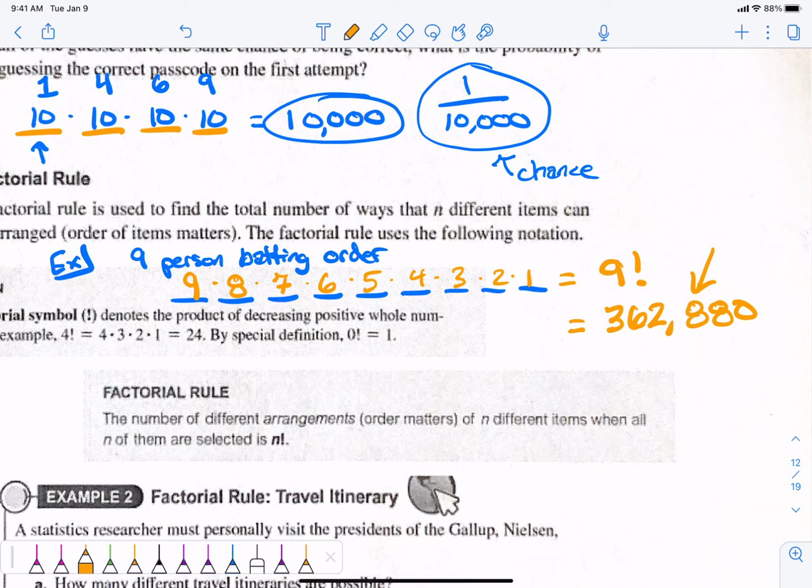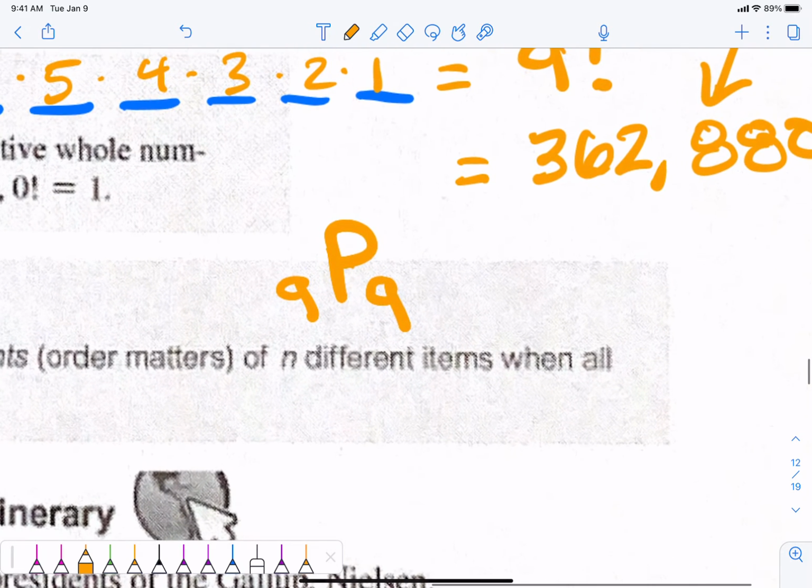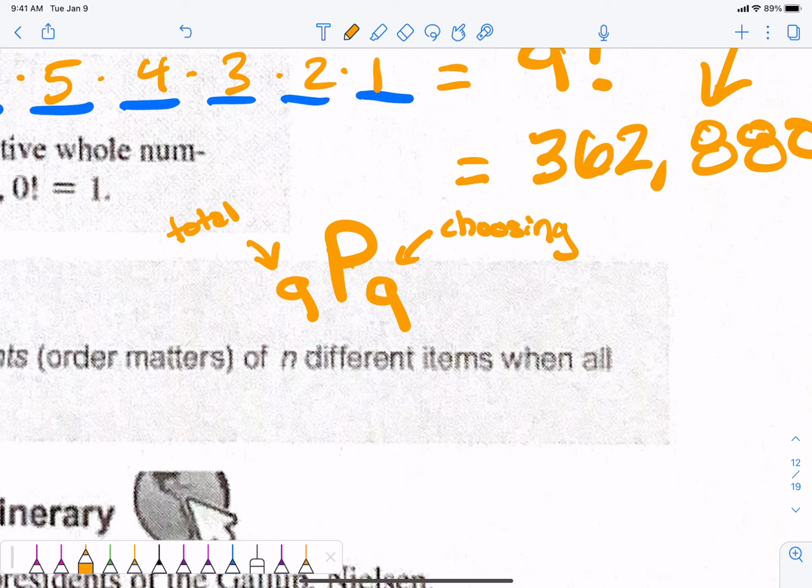Now, those of you who have had permutations and combinations before, this is exactly the same as 9P9, which we'll get to. We don't know what P stands for yet, but some of you do. P stands for order matters, right? So we have 9 people, the total number of people that we have, and we are choosing all 9 of them, but we're putting them in different orders for the batting order. 9 factorial is the same thing as 9P9. So if you would rather enter it as a permutation, you can do that as well.